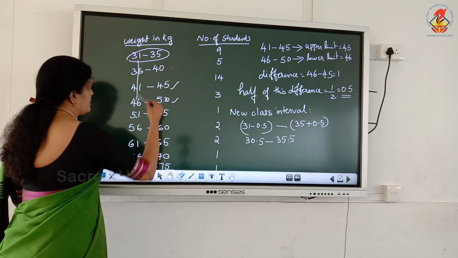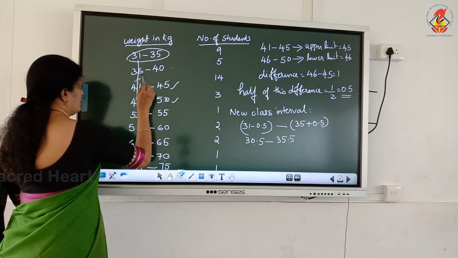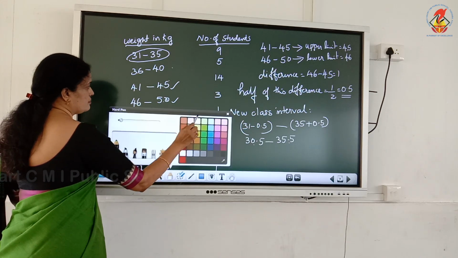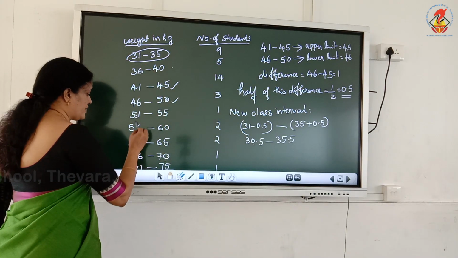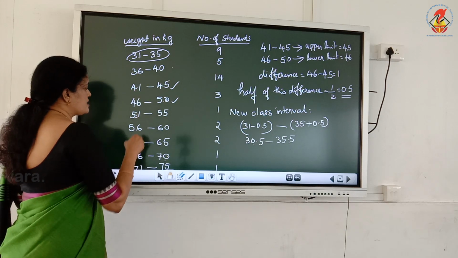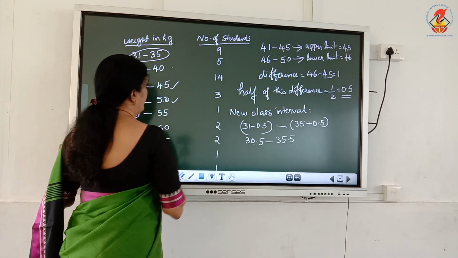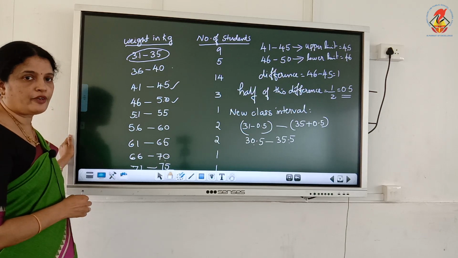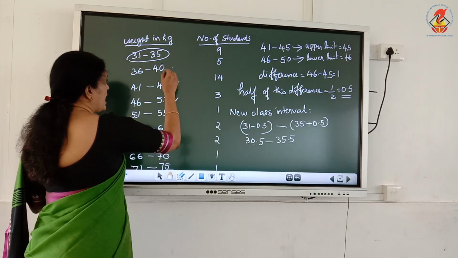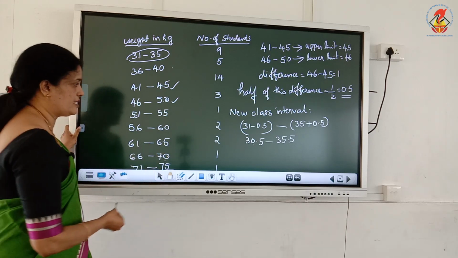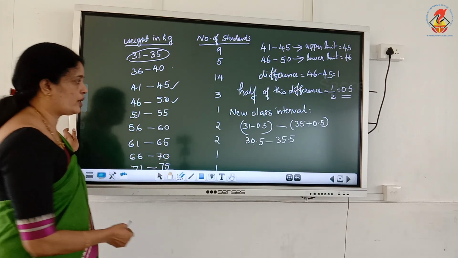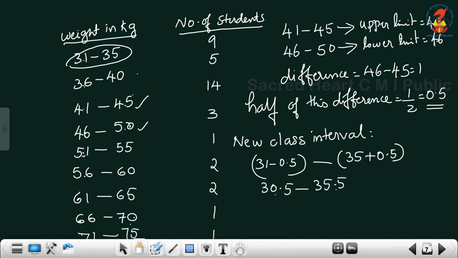How can you change into the new class intervals? All the lower limits, 31, 36, 41, 46, 51, 56 and so on, subtract 0.5 from these lower limits and add 0.5 to the upper limits. You will get the new class interval. Instead of 31 to 35, you should write 30.5 to 35.5.